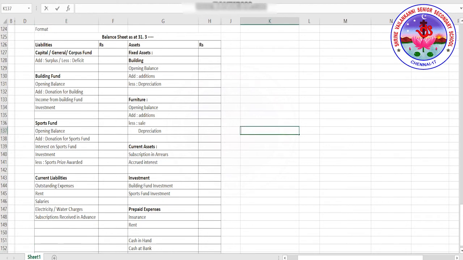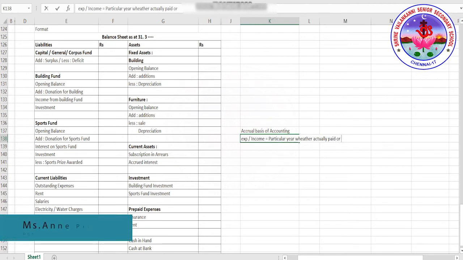Just look into this. We are following the accrual basis of accounting. Under the accrual basis of accounting, we have to record whatever expenses or income are related to a particular year, whether actually paid or received. So this is the meaning of accrual.